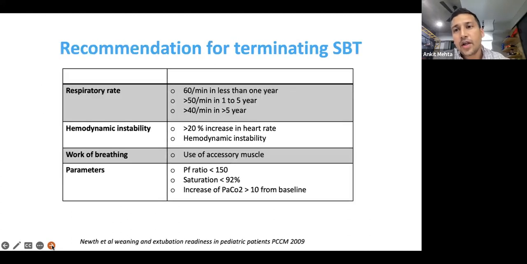So, recommendations for terminating an SBT. This is a very, very important point. You should all know that the respiratory rate increases as per the age, and we discussed that if it is more than 5, or there is any significant increase in heart rate and hemodynamic instability, your work of breathing is not looking good, you are using a lot of accessory muscles, the patient is looking anxious and uncomfortable, or the patient is having asynchrony, probably it is time that we should recheck and terminate the SBT.